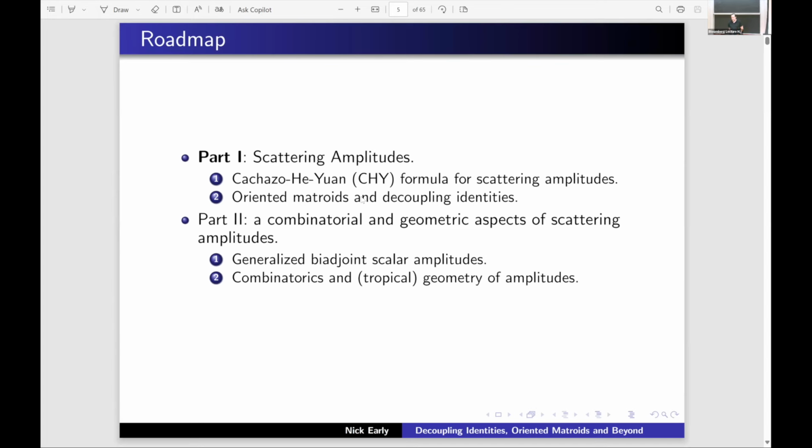In part 2, I'll switch gears to a more combinatorial and geometric flavor and talk about more recent work, building on the CHY formula and extending it in what we call generalized bi-adjoint scalar amplitudes. These are amplitude-like objects, which are still somewhat mysterious, but we've made a lot of progress in understanding them and hope to see much more in the near future. And then we'll talk more about some combinatorial and tropical geometric techniques that help us to understand these objects.